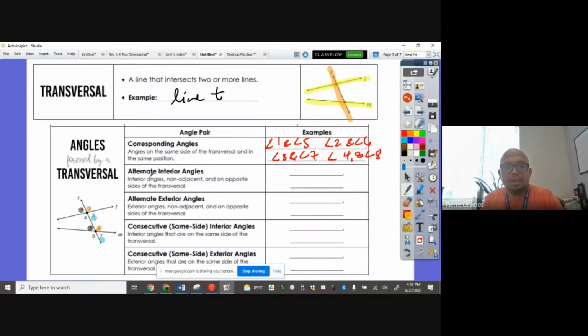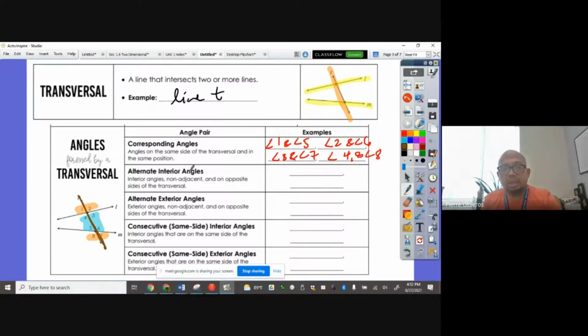Okay. Alternate interior. When we say alternate interior, these are the interior angles. If you look at the figure here, these are the interior angles, everything inside. The blue ones are the interior. The orange ones are the exterior. So on the blue ones, the interior angles, these are the non-adjacent and on opposite sides of the transversal. Remember, guys, that your transversal line is, let's say, this brown one here.